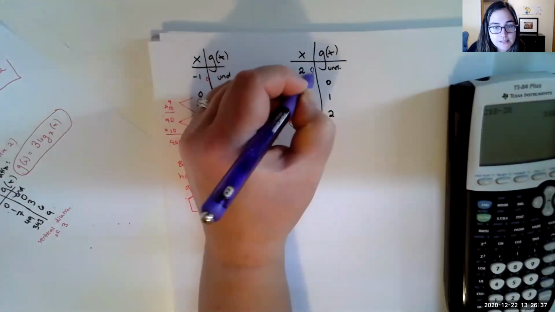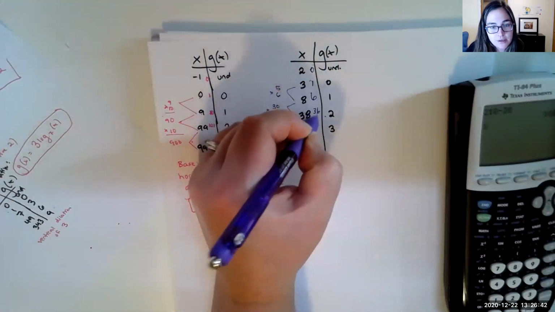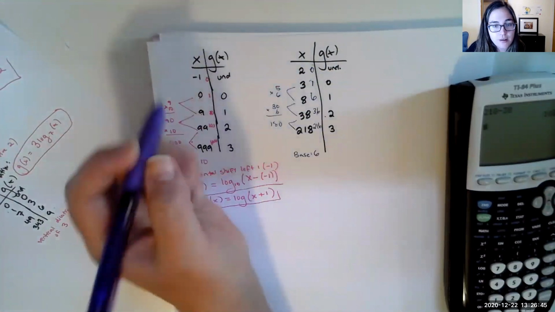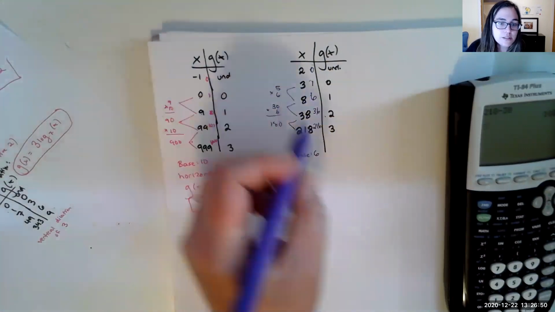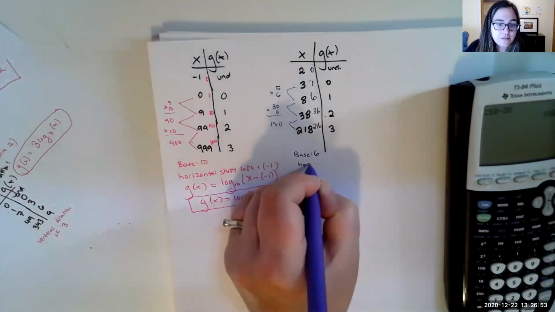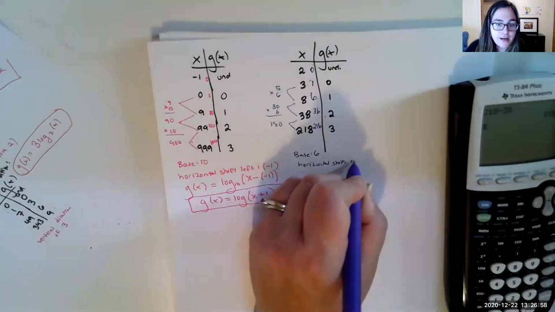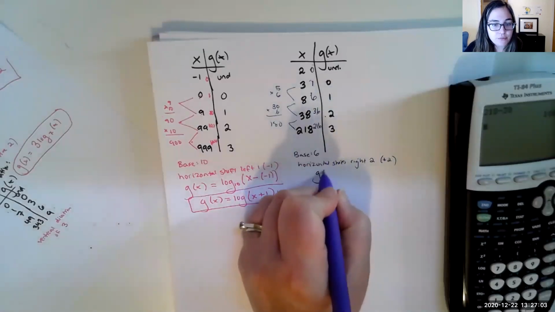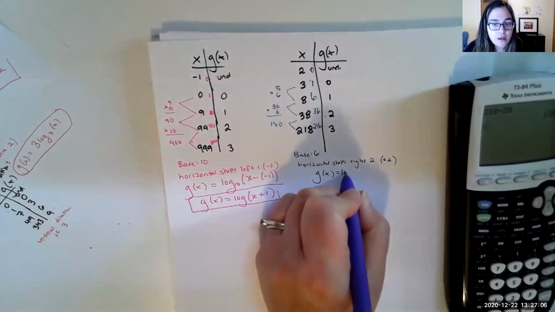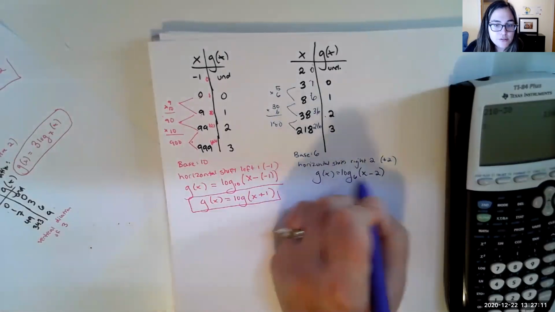0 would be undefined, 1 would be 0, and then we'd have 6, and then powers of 6, 36, 216, and so forth. What's the change? We're adding 2 from the parent. So it's a horizontal shift of right 2 or positive 2. So our function will be written as g of x equals log base 6 of x minus 2. And there's nothing really to clean up, so we'll box that up as our answer.